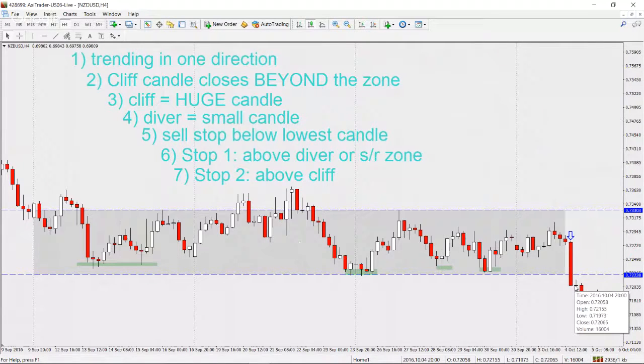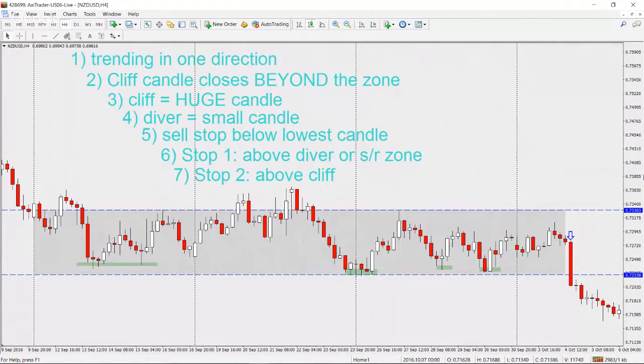And then the sell stop goes below the lowest thing, whether it's the cliff or the diver. And the stop loss can go above the zone or above the diver for a really, really tight stop if you want high reward to risk. But you're going to get stopped out quite a bit, because it will oftentimes break lower and then come back up and tag again and then finally move away. Sometimes that happens. And it's a crapshoot whether or not you're going to survive that. So in this case, you can see it did go lower.